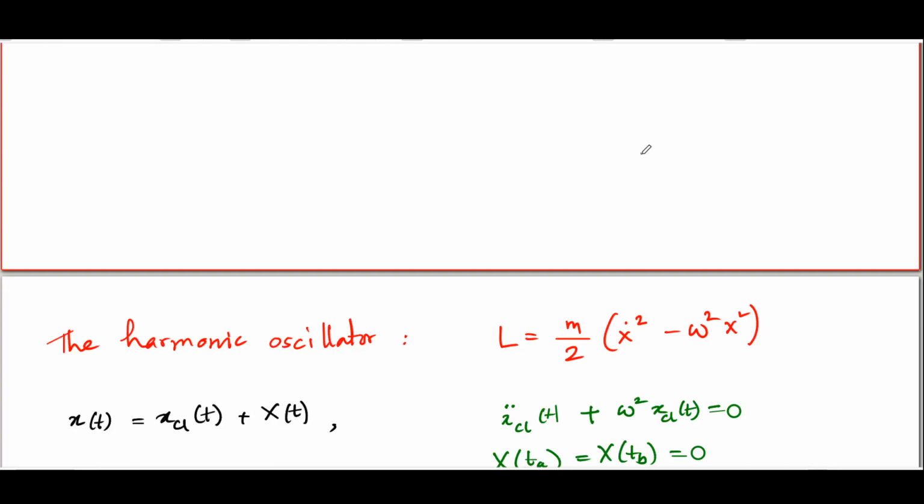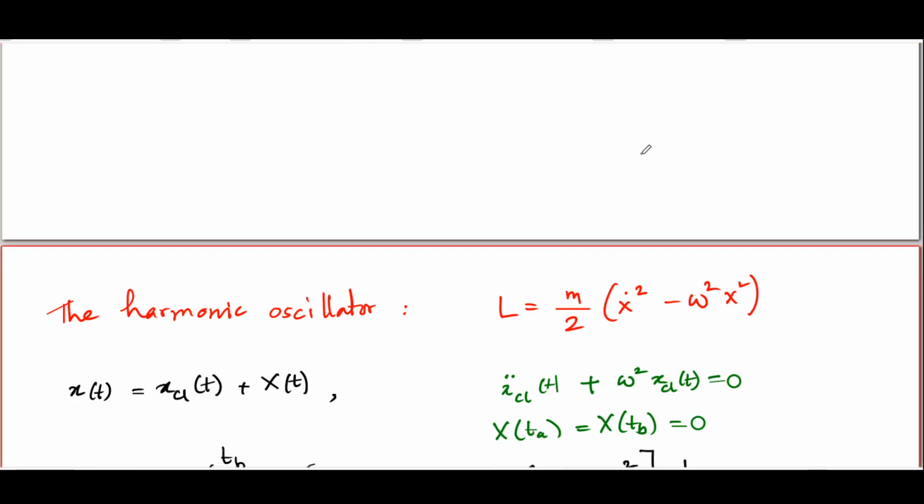And because we are considering only paths which begin and end at small xa and small xb respectively, as small x classical already does that for us, at least that's the classical path that we are choosing, capital X at ta and capital X at tb must vanish, which of course means capital X0 and capital Xn plus 1 are both 0. Now let us try to see whether the same simplification that we had seen in the case for the action for the free particle also continues to hold here.